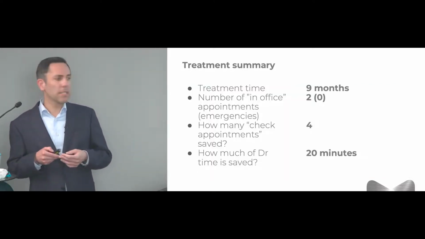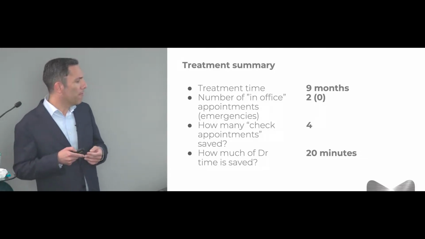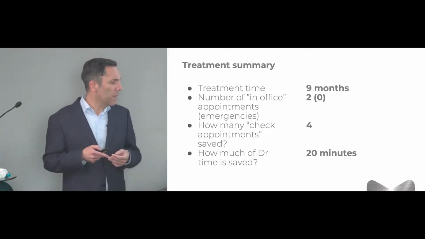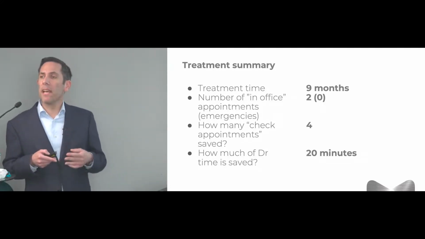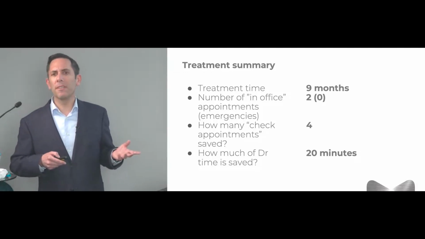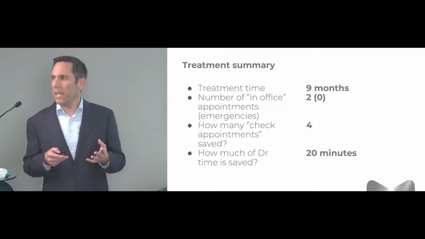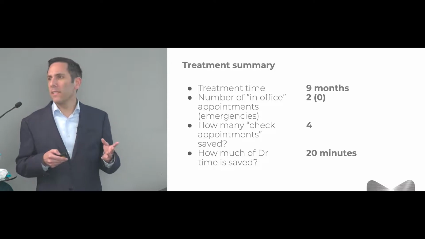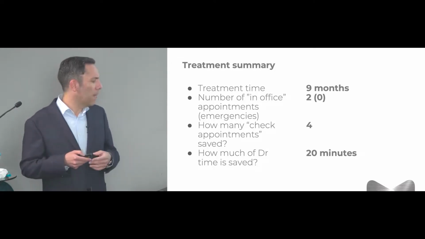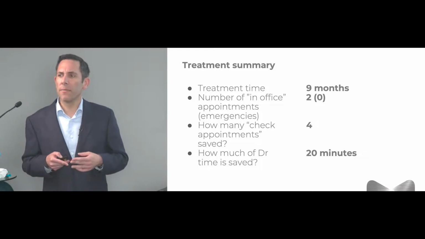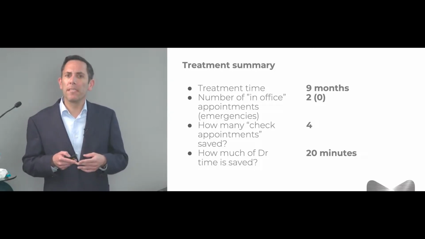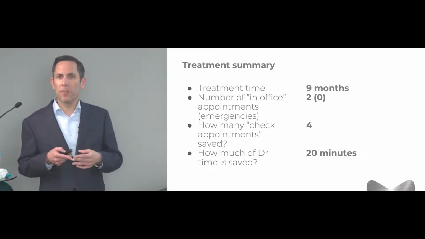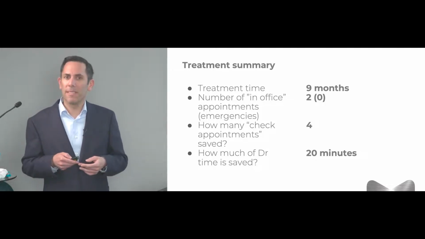Treatment time with the quad helix was 9 months. Number of in-office appointments, only 2. 0 emergencies. And so how many check appointments were saved? I put here 4. Why did I put 4 here? Because I would see patients normally, if it weren't with DM, every 6 weeks. So from every 6 weeks over a 9-month period, I saved 4 appointments. And if we count 5 minutes of doctor's time per appointment, it's a 20 minute saving of doctor's time throughout 9 months of treatment.